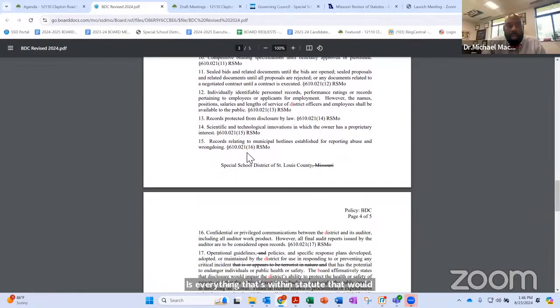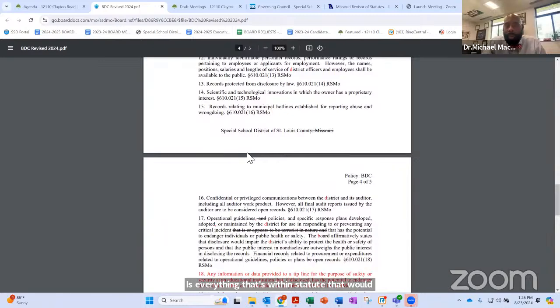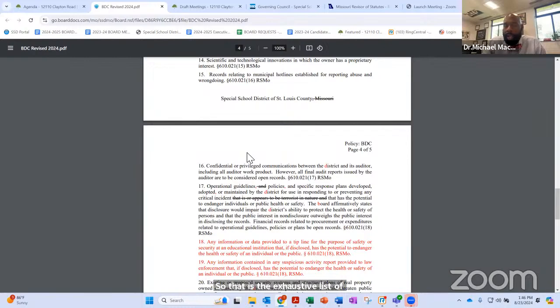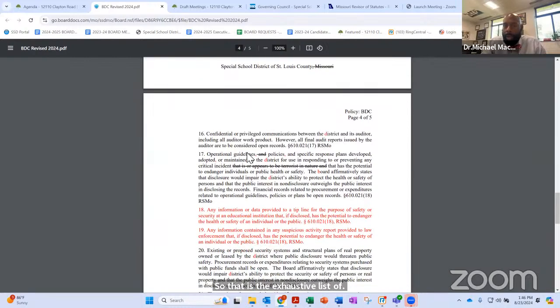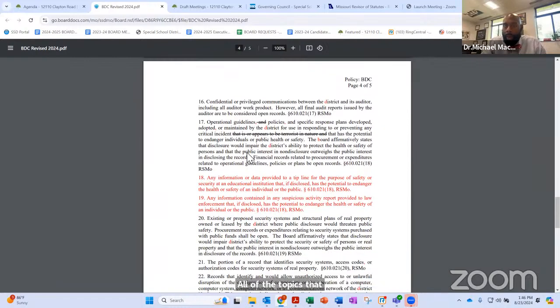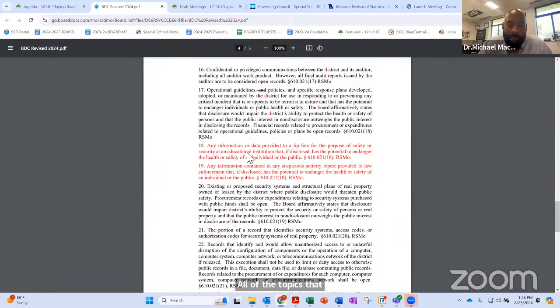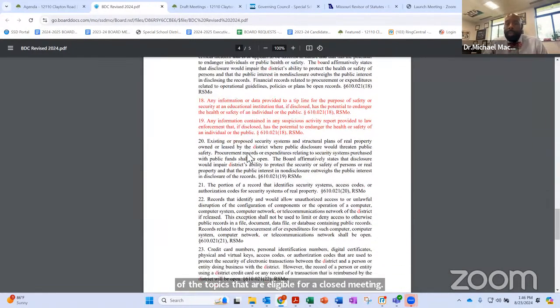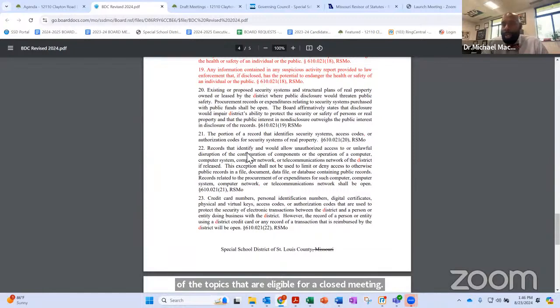If you look at that list, we follow that pretty closely, in terms of what items can be in executive session and what's in the business meeting for the remainder of the conversation. So that exhaustive list is key.